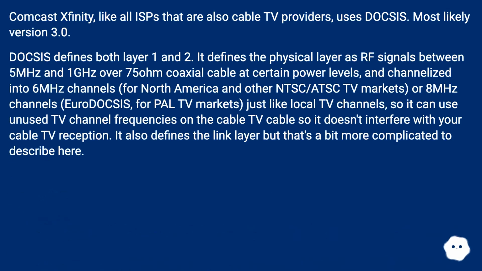Comcast Xfinity, like all ISPs that are also cable TV providers, uses DOCSIS. Most likely version 3.0. DOCSIS defines both layer 1 and 2. It defines the physical layer as RF signals between 5 MHz and 1 GHz over 75 ohm coaxial cable at certain power levels, and channelized into 6 MHz channels for North America and other NTSC/ATSC TV markets, or 8 MHz channels, EuroDOCSIS, for PAL TV markets, just like local TV channels, so it can use unused TV channel frequencies on the cable TV cable so it doesn't interfere with your cable TV reception.